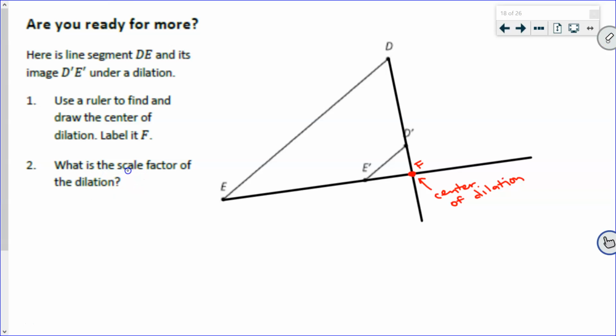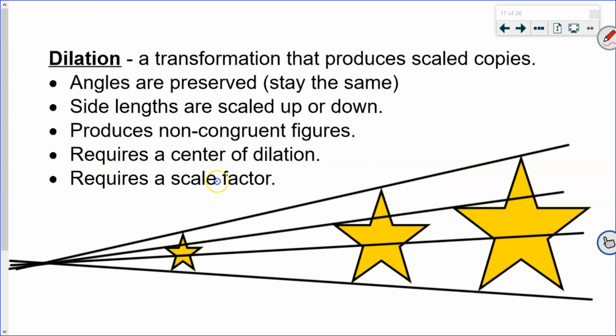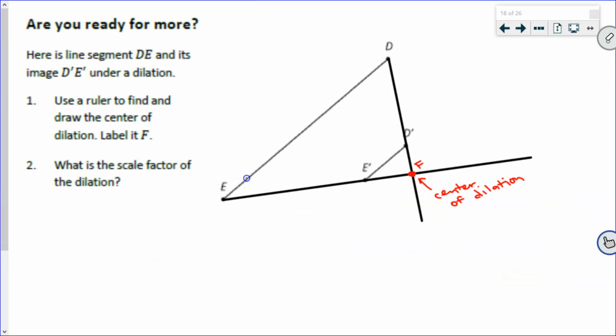Now, this is another quick discussion question. What is the scale factor of the dilation? Because remember, our dilations need a scale factor. So, what is that scale factor here? Quick discussion with your groups, another 15 seconds, go.